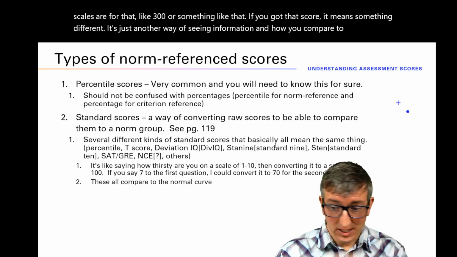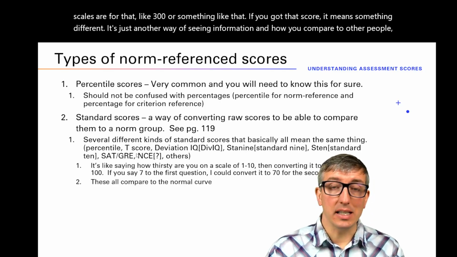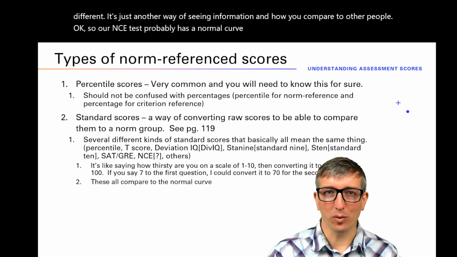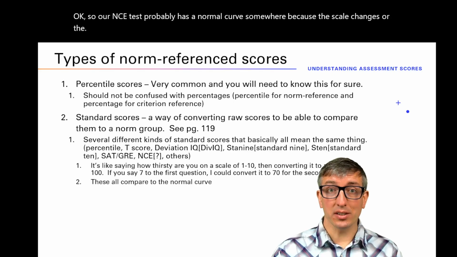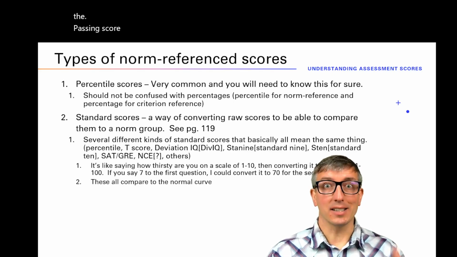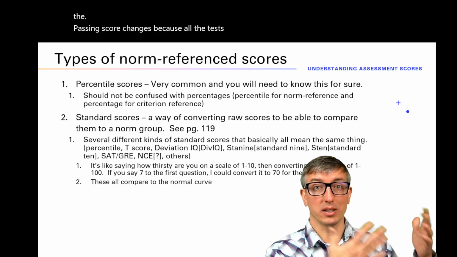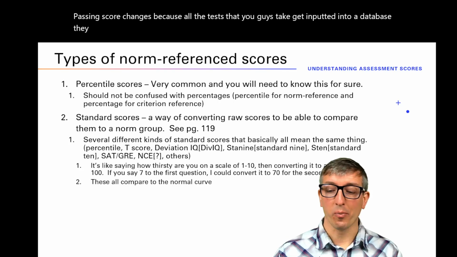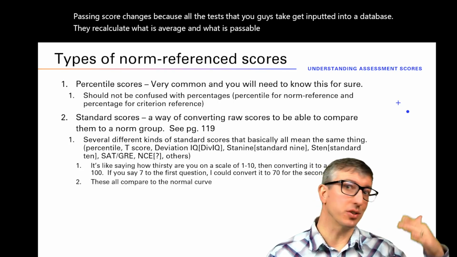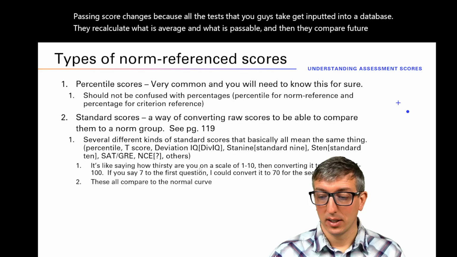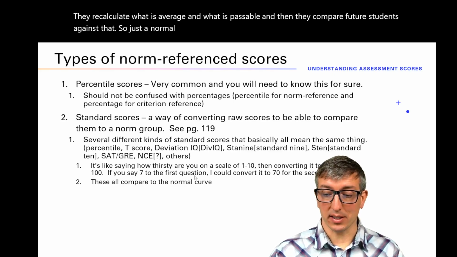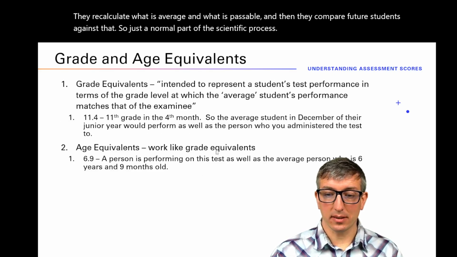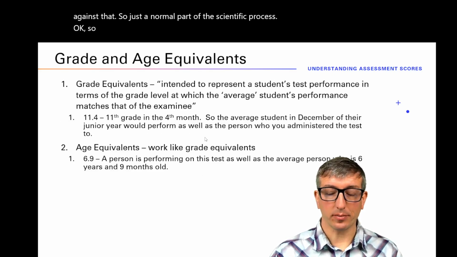Okay. So our NCE test probably has a normal curve somewhere because the scale or the passing score changes, because all the tests that you guys take get inputted into a database. They recalculate what is average and what is passable, and then they compare future students against that. So just a normal part of the scientific process. Okay, so that's that part.